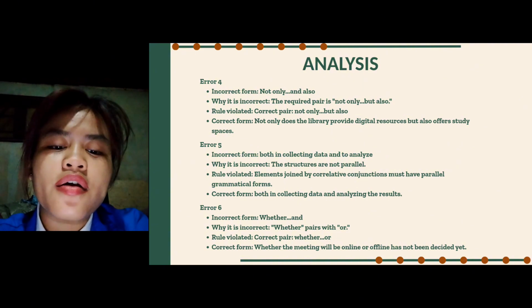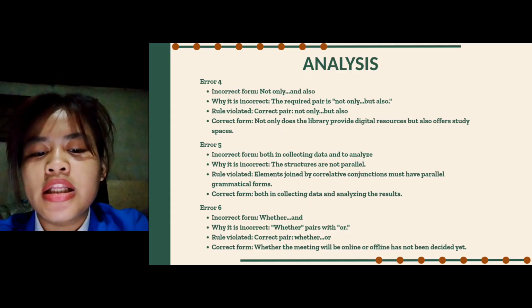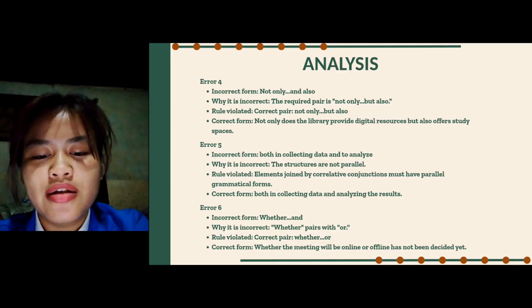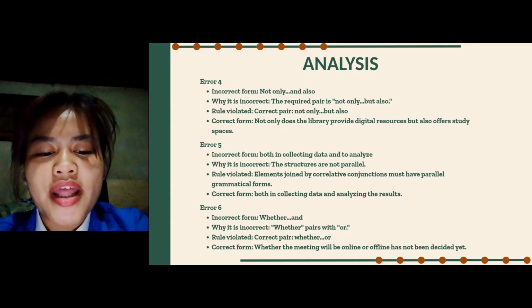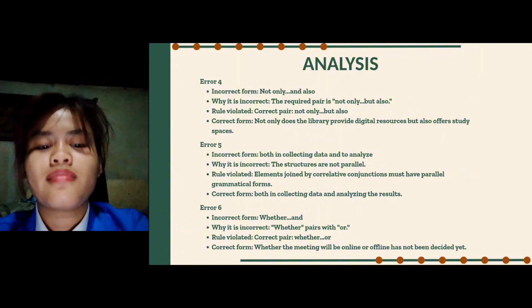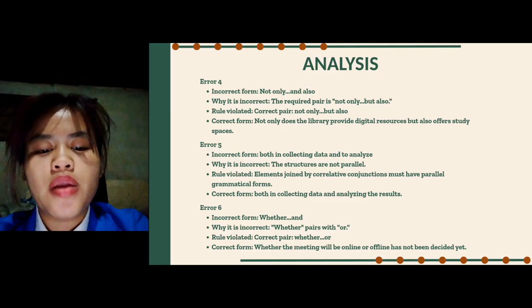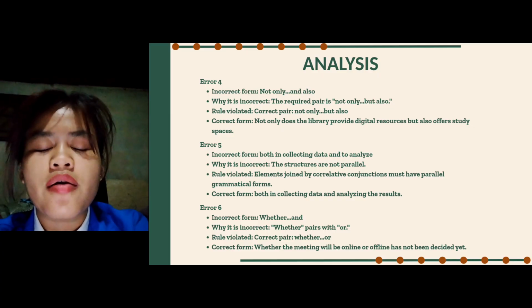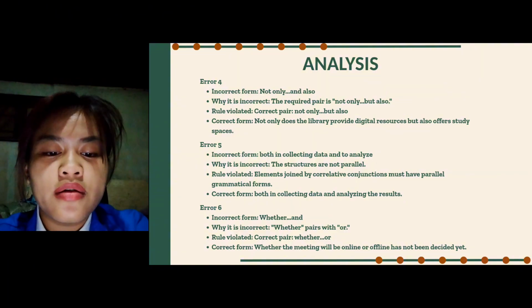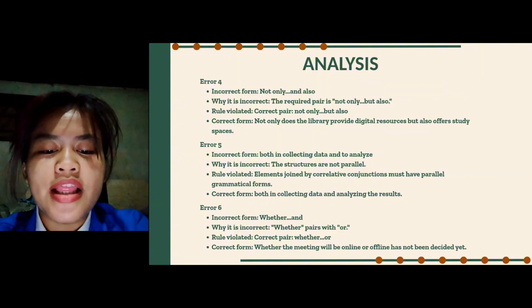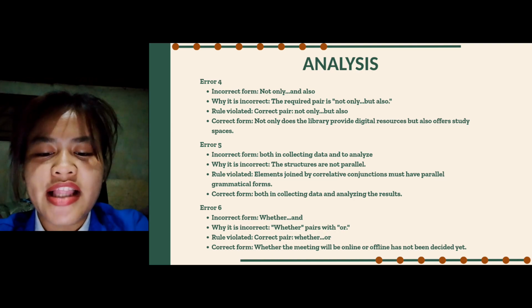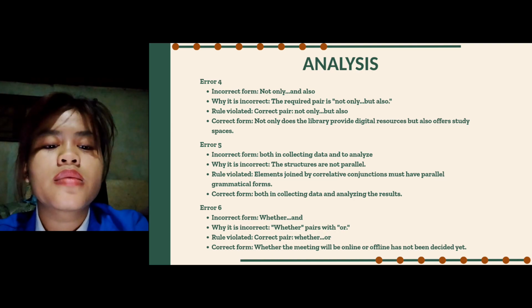Error 5. Incorrect form: both in collecting data to analyze. Why is it incorrect? Those structures are not parallel. Rule violated. Elements joined by a correlative conjunction must have parallel grammatical forms. Correct form: both in collecting data and analyzing the result.